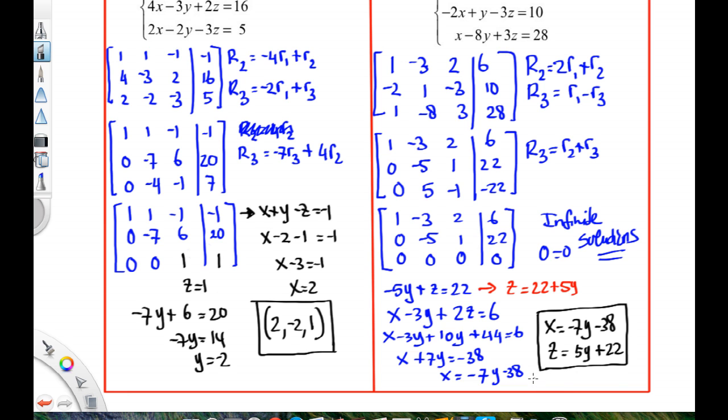Okay, it allows you to quickly find your x and your z if you give me your y. And I believe that's it.